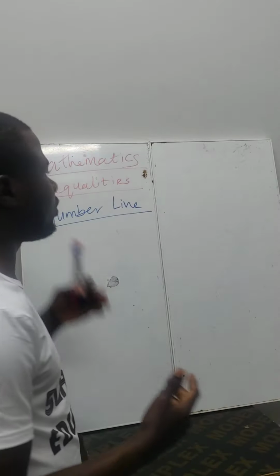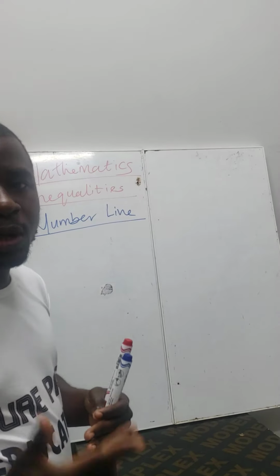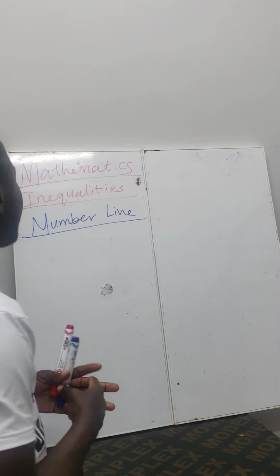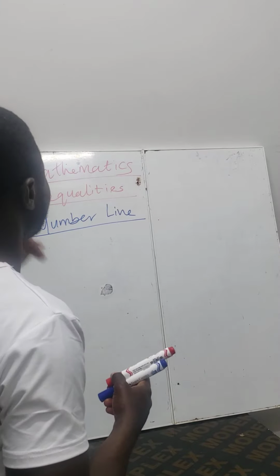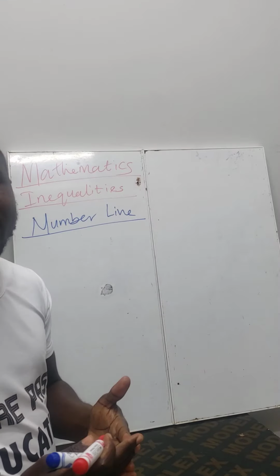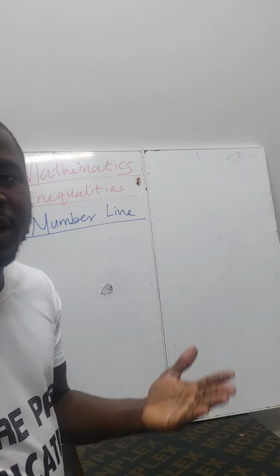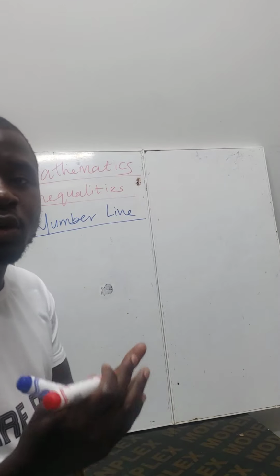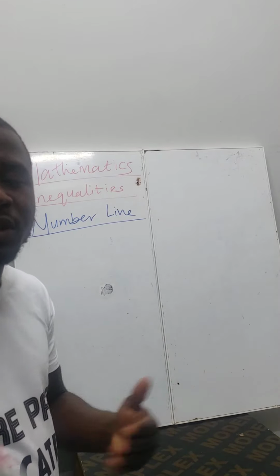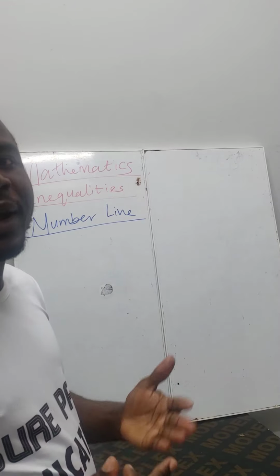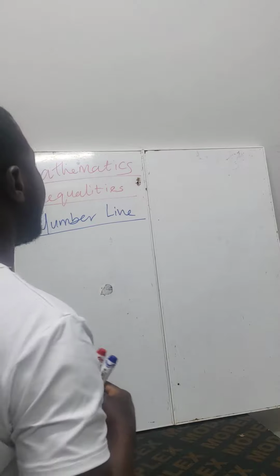We are still continuing with our inequalities in today's class. Don't forget, we have been solving inequalities in our previous lessons. Now, in this aspect of inequalities, we shall be concentrating on the number line. How do we represent our inequalities on a number line? Assuming we are given some questions on inequalities, and after solving the question, we are asked to represent our answer on a number line. Then how do we go about that?